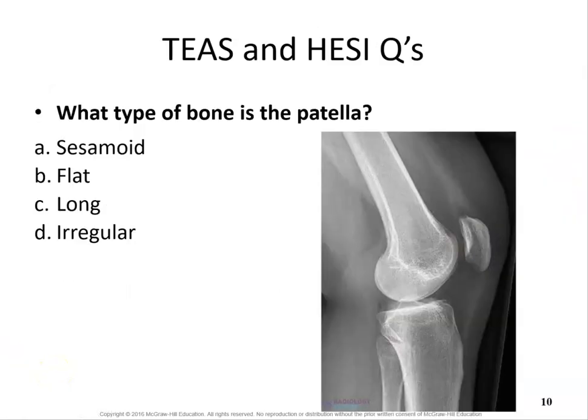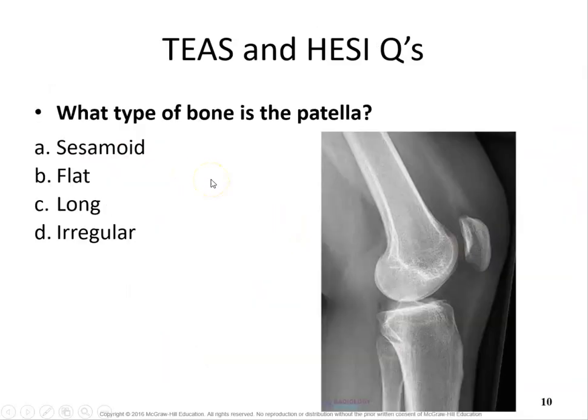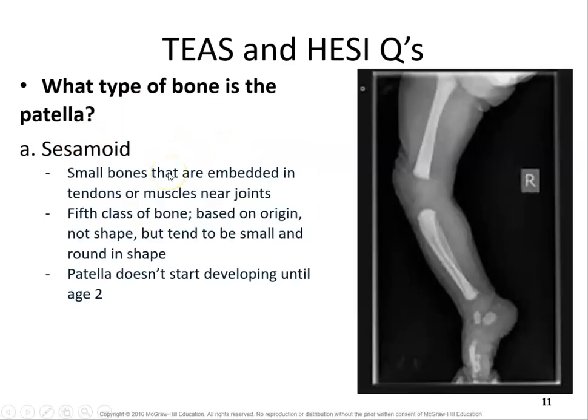Okay, so our first question here is, what type of bone is the patella? So if you look back here, we have patella is listed as a short bone, but that's not one of our choices here. Instead, it's going to be a sesamoid bone, okay? And a sesamoid bone is a small bone that's embedded in a tendon or muscle near a joint.